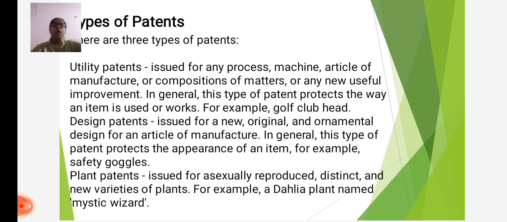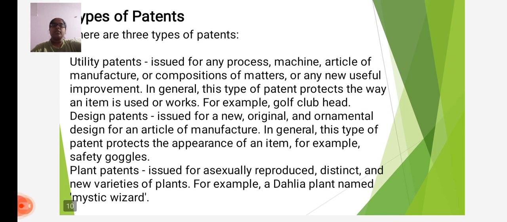For example, a golf club head. Design patents are issued for a new, original, and ornamental design for an article of manufacture. In general, this type of patent protects the appearance of an item. For example, safety goggles. Plant patents are issued for asexual reproduction of distinct and new varieties of plant. For example, a Dahlia plant named Mystic Wizard.